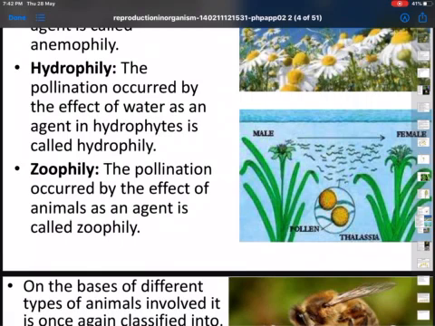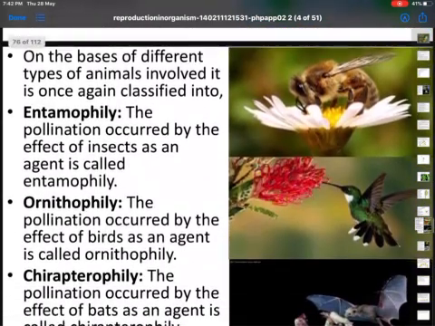Zoophily, pollination occurs with the effect of animals as an agent, then it is zoophily. On the basis of different types of animals involved in it, zoophily is classified further into entomophily. The pollination occurs by the effect of insects as an agent, and it is entomophily. Ornithophily, phily means love, okay? The pollination occurs by the effect of birds as an agent. So birds will transfer pollen grains from one flower to another flower. Then we call it ornithophily.